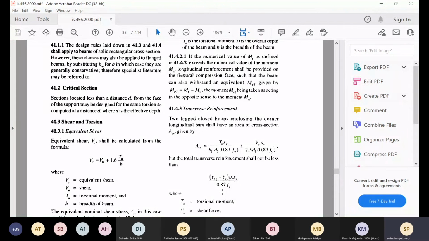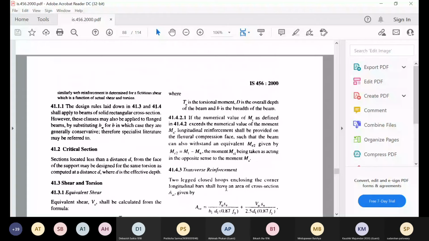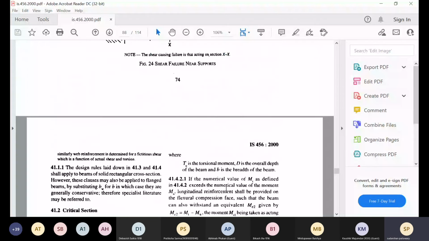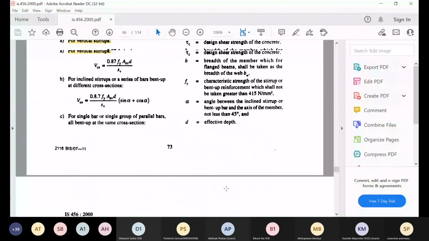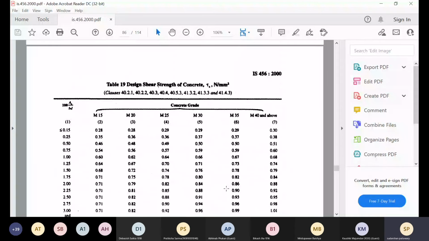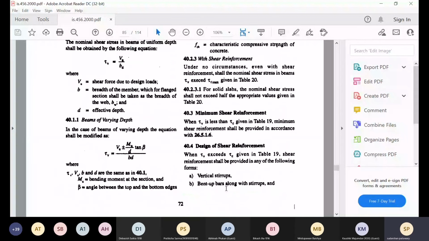Let me check the other two also. Everything is given. When tau V is less than tau C, given in Table 19, minimum shear reinforcement shall be provided in accordance with 26.5.1.6. Where is 26.5.1.6?